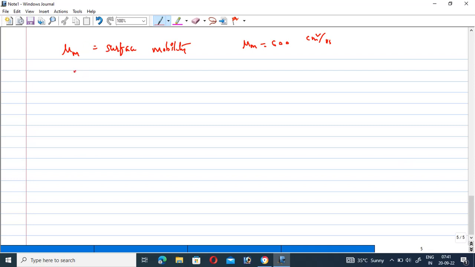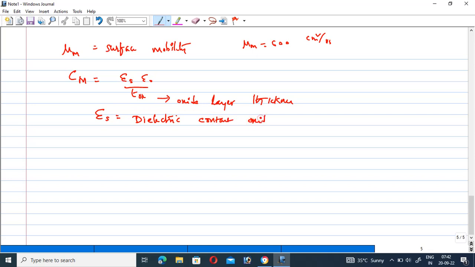As well as one more parameter, Cox, which is nothing but epsilon r into epsilon 0 by tox, where tox is the oxide layer thickness, and epsilon r is the dielectric constant of the oxide layer, as well as epsilon 0 is the permittivity of free space.